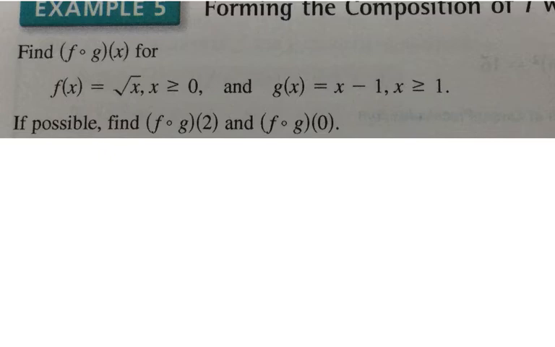Okay, so this one tells me to first find f of g of x for the two functions, and then if possible, they want me to find f of g of 2 and f of g of 0. So let's start with what we're doing. If I'm finding f of g of x, that means I'm finding f of g of x.